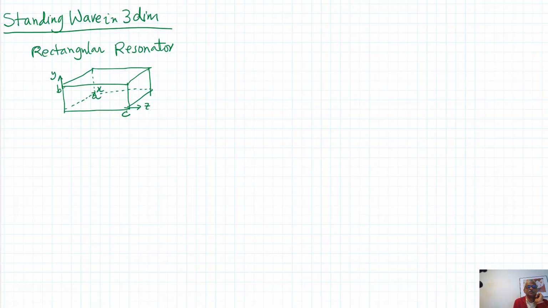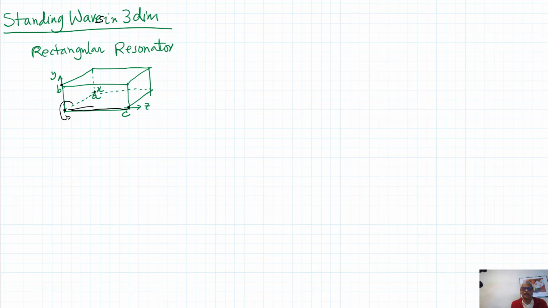Hello, I just wanted to complete our discussion on standing waves, standing waves in three dimensions. Consider a rectangular resonator. The x-axis is this way, the y-axis this way, and I use a right-hand coordinate system, so the z-axis is that way. It is a box. This is where I place the origin, and you go there, x equal to a, y equal to b, and z equal to c. So this is an a times b times c dimension box.